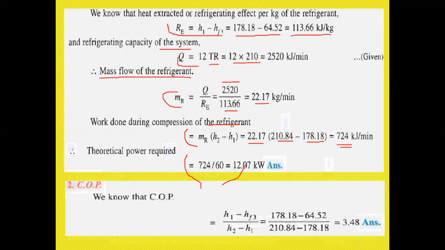The same way, find out the coefficient of performance of the machine. The coefficient of performance is equal to H1 minus HF3 divided by H2 minus H1. So these are the values H1, HF3, H2 minus H1, and this is 3.48.